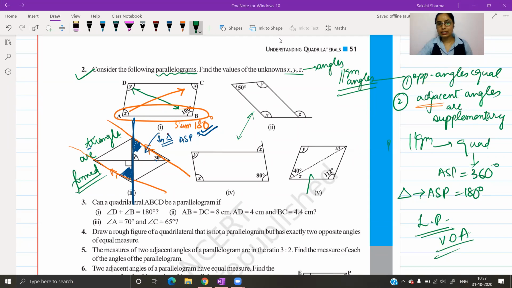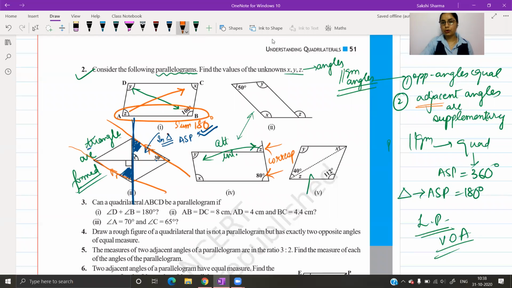x, y, and z. First thing we can do is we can find out y opposite to 80. Opposite angles of a parallelogram are equal, so y will be equal to 80 degrees. Then to find out x, you can use the property that adjacent angles are supplementary. So sum of x and 80 will be equal to 180 degrees. And then finally, to find out z, you can either use that z is alternate interior with y, they will be equal, or you can use that z will be equal to 80 degrees.